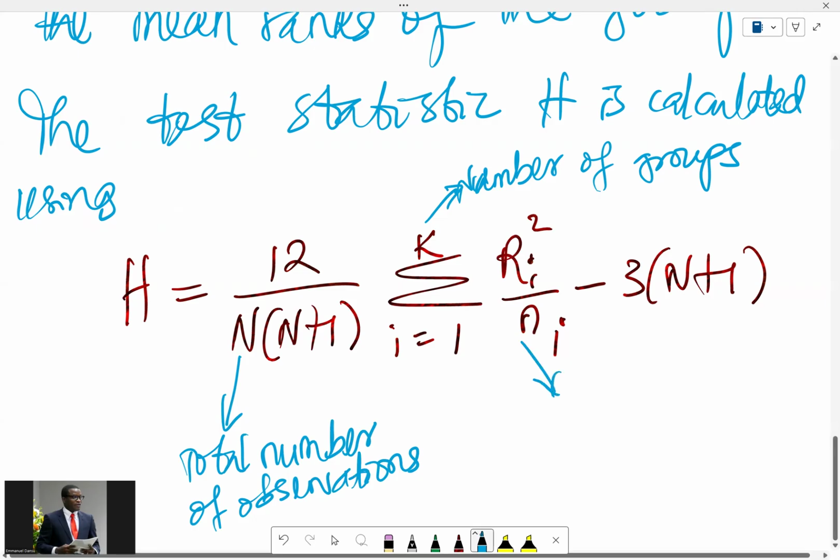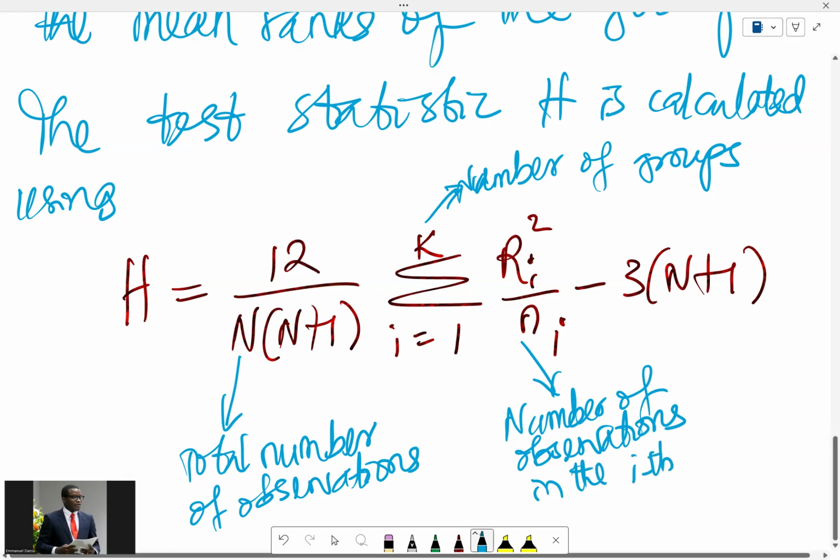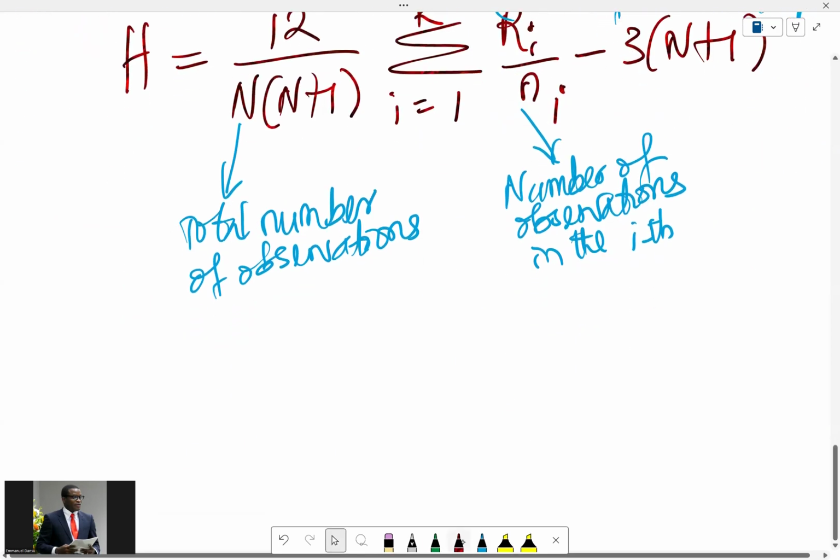Then you have Ni. Ni is the number of observations in the ith group. That means that if you're talking about the first group, N1 will be the number of observations in the first group. Then we have Ri. Ri is the sum of ranks of the ith group. Okay. So with that, let's talk about the decision rule.